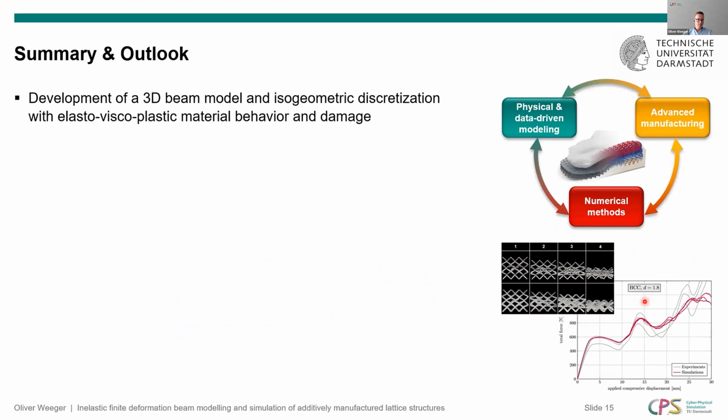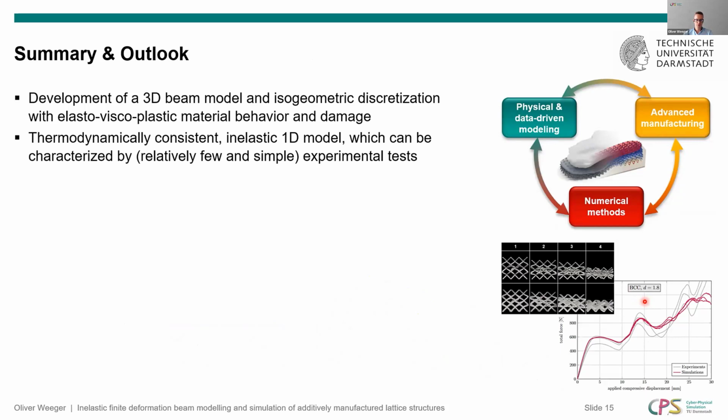So in summary, we developed a 3D beam model and an isogeometric discretization method that can capture elasto-visco-plastic material behavior and damage due to the Mullins effect. This model is thermodynamically consistent because basically it is just a one-dimensional inelastic model that we generalize, and it can be characterized by relatively few and simple experiments because we just need basically uniaxial tension tests. And we showed the application for different materials in MSLA and in SLS to different kinds of beam lattices.